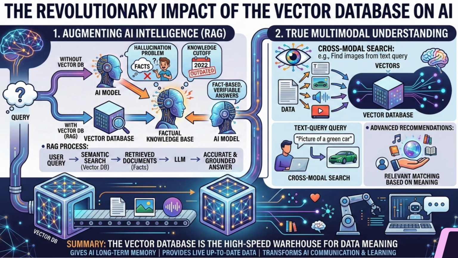In summary, the vector database is the invisible, high-speed warehouse that stores the meaning of the world's data, making it instantaneously accessible to AI and transforming the way machines learn, understand, and communicate.